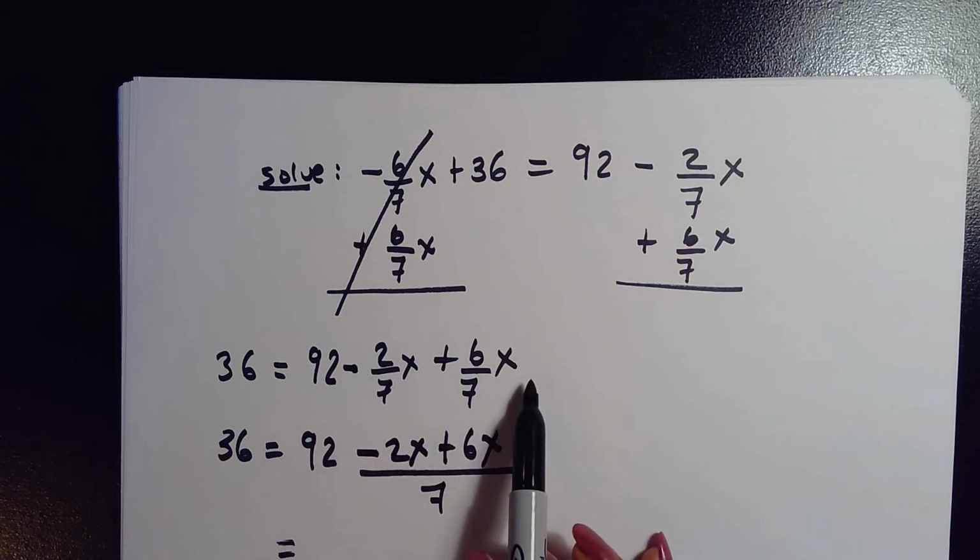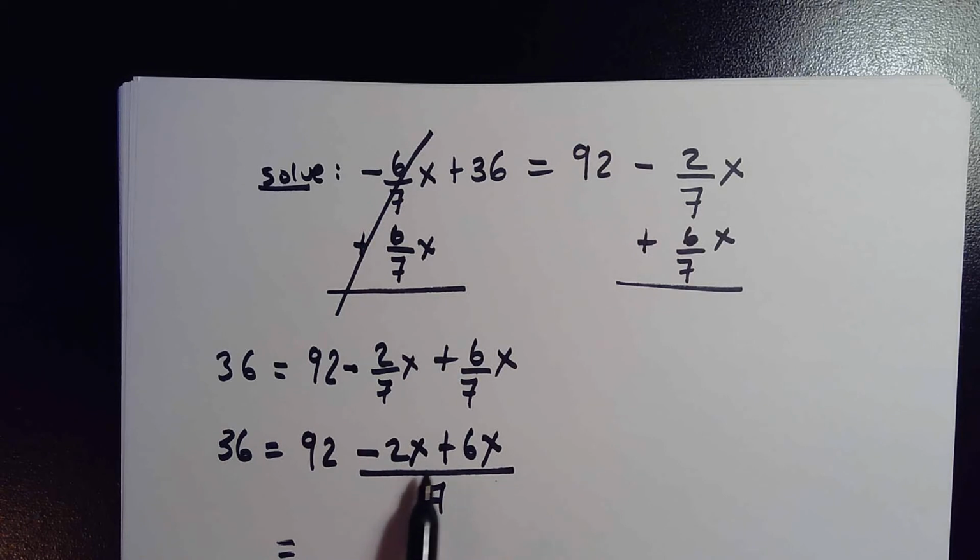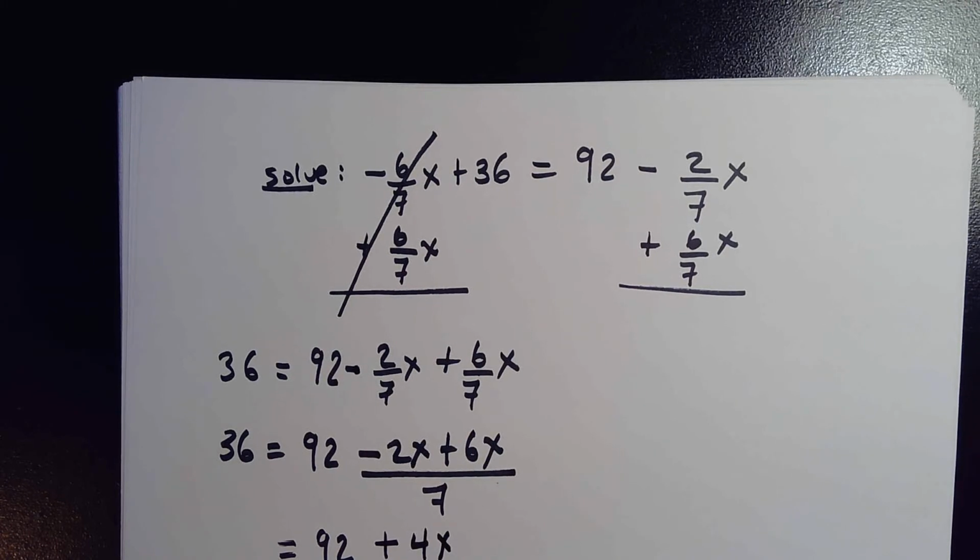I have negative 2x plus 6x, which I wrote here, and negative 2x plus 6x is going to give me 4x, right? So it's going to be 92. Now the 92 is not over 7. That was by itself. So only the fractions are divided by 7, right? That's why they're fractions. So negative 2x plus 6x is going to give me plus 4x over 7, right?